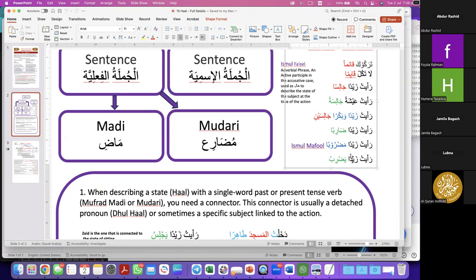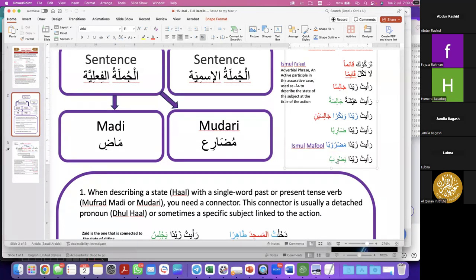Don't look at this haraka, because this is playing the role of an object for Ra'aytu. But its identity is a default. It's a subject, it's a proper noun, it's a Marifa noun. That's why this is Jumlatul Fi'liyah itself, you know.